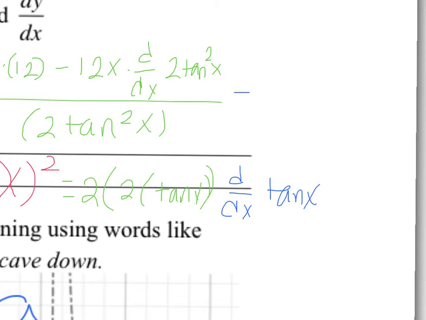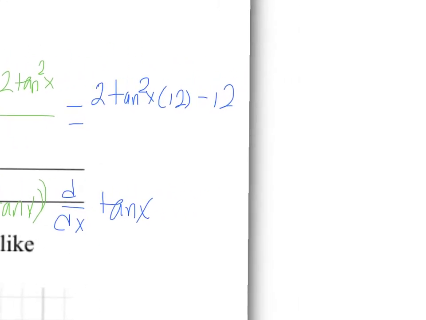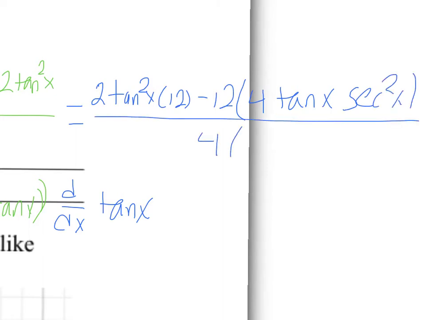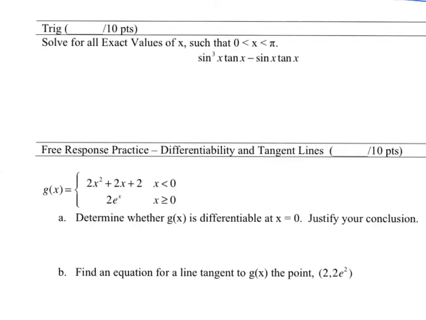So the whole solution to this is going to be 2 tan squared x times 12 minus 12 times 4 tan x secant squared x, all over 4 tangent squared of x squared. I'm going to skip the calculator section for now and jump straight to the trig.